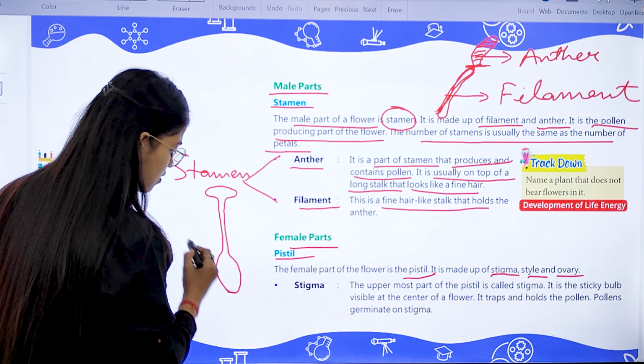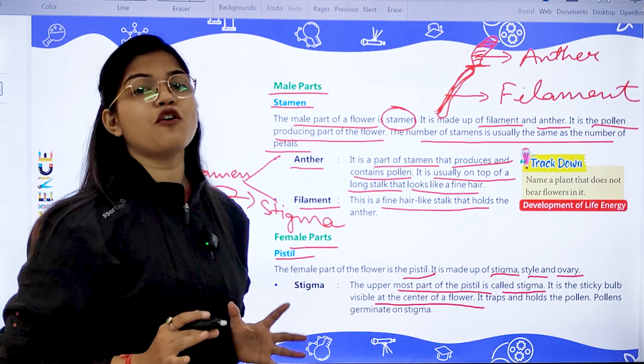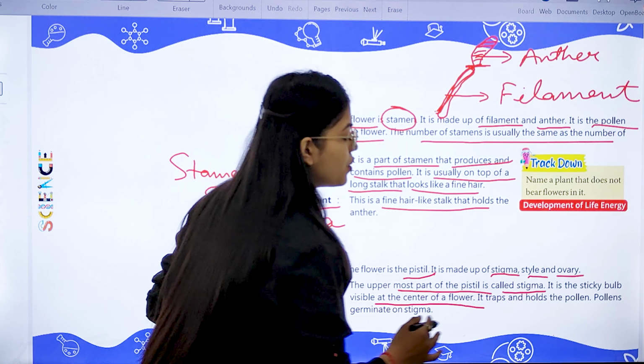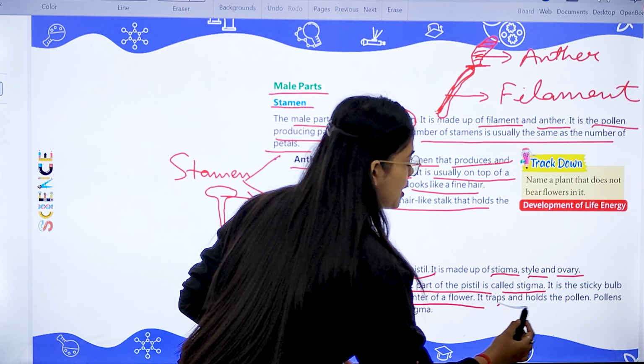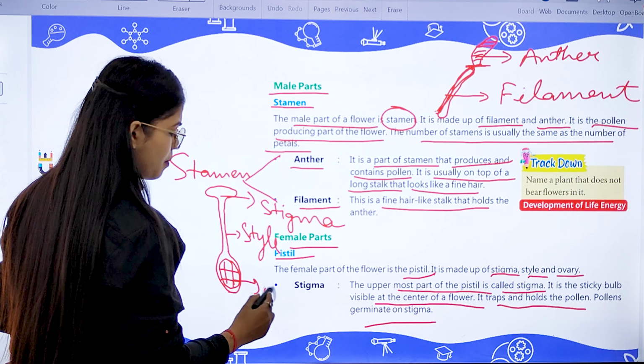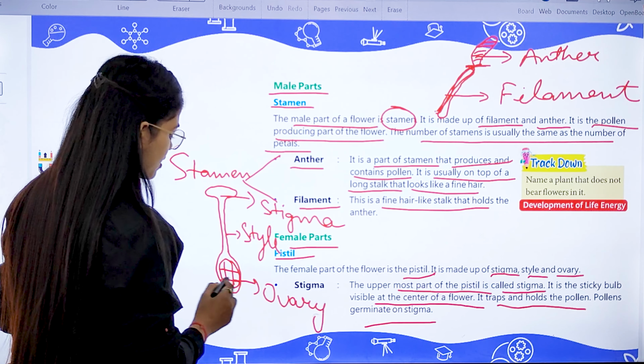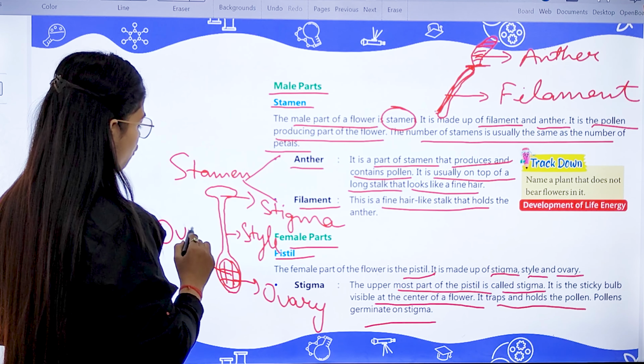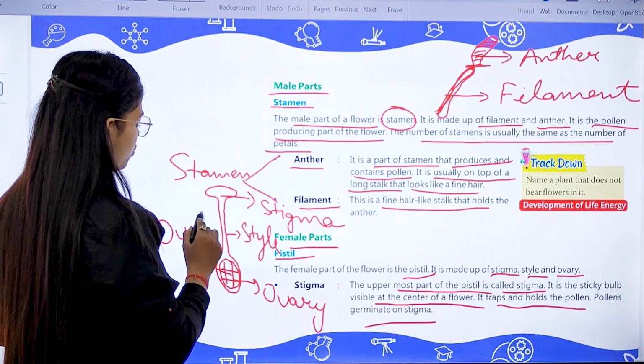What does it know? Stigma. The uppermost part of the pistil is called stigma. It is kind of a sticky bulb which is visible at the center of a flower. Okay. What does it do? It traps and holds the pollen, and then pollen germinates on the stigma only. Right? This is stigma. Then this part is style, and the swollen part is ovary. And inside ovary we have what? Ovules. And this all together, this whole is known as pistil.